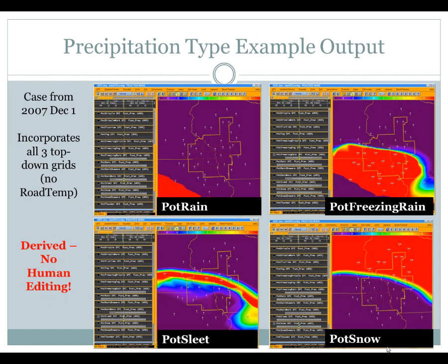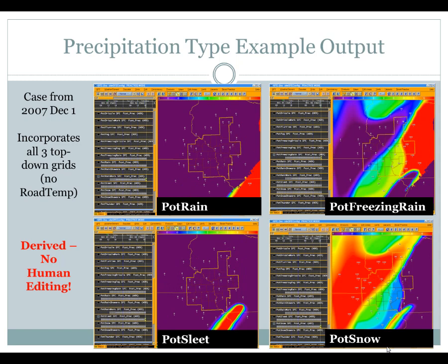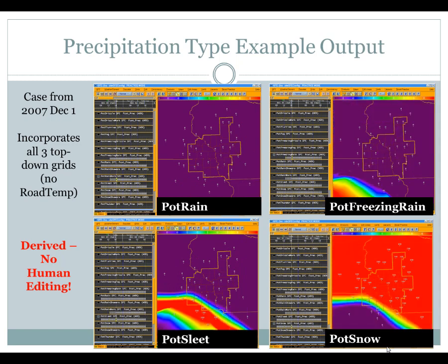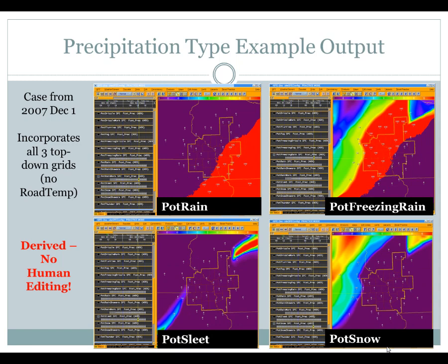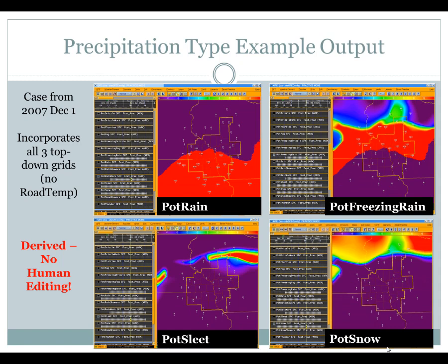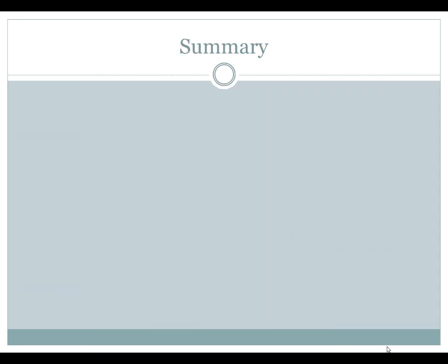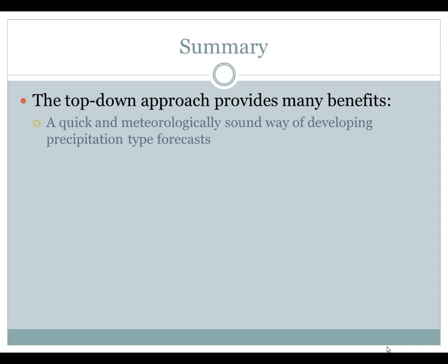Some quick example output. This is from the December 1st, 2007 storm, and you can see all three top-down grids were incorporated here, not the road temperature, but just the normal three top-down ones. And see how these are all derived, no human editing required. So in summary, the top-down approach here provides many benefits. It's a quick and meteorologically sound way of developing precipitation type forecasts.